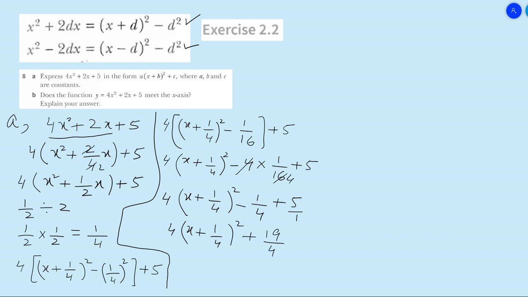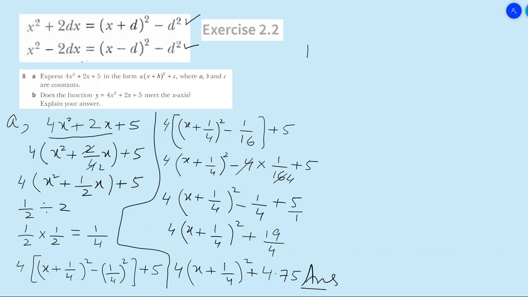And you can also get this answer by taking proper LCM. Okay. So 4 into x plus 1 upon 4 whole square plus, find the answer of 19 upon 4 with the help of calculator. You will get 4.75. This is the answer of part A. The requirement is express 4x square plus 2x plus 5 in the form of a into x plus b whole square plus c. And we have achieved the required form.